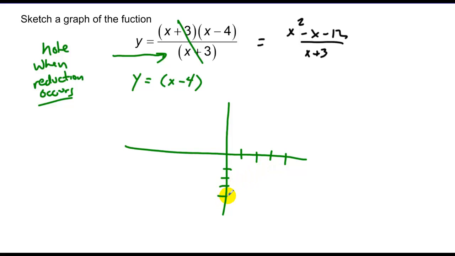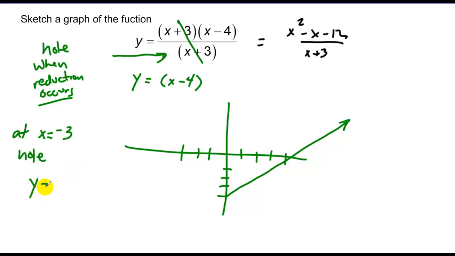But the deal is here, this graph is all good until I get to x minus 3. When I get to x minus 3, I have what's called a hole. So at x equals negative 3, there's a hole. But what I need to do is find my y value. My y value is going to occur in this graph when x equals negative 3. We pretend like it's there and plug it in. We get negative 7 out. So at negative 3, negative 7, we get a hole.